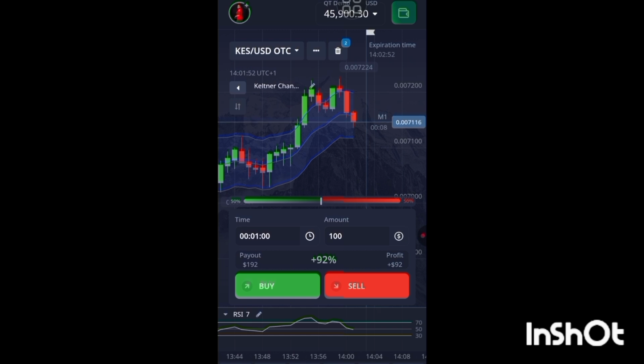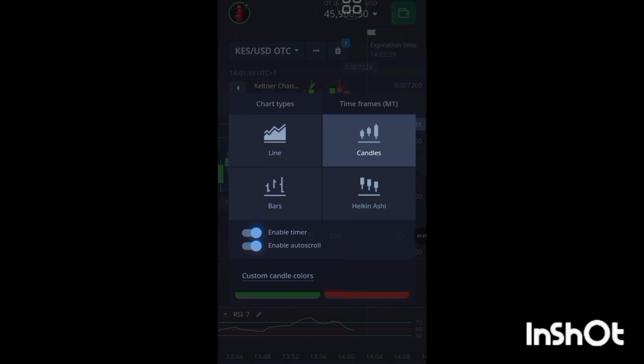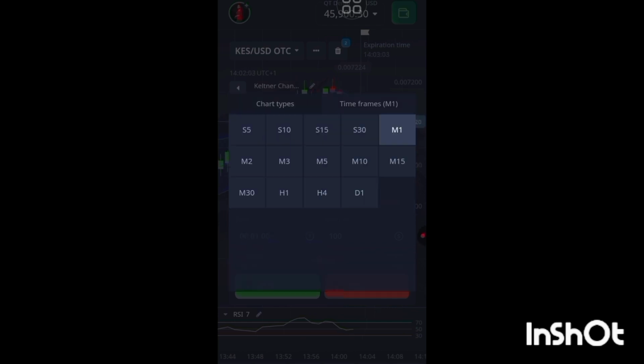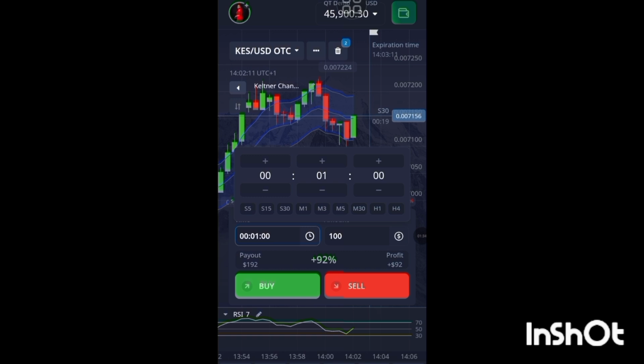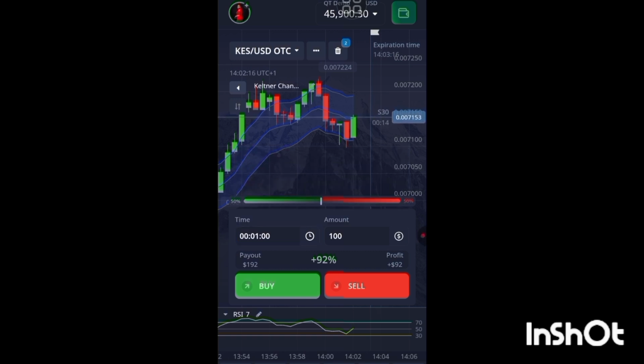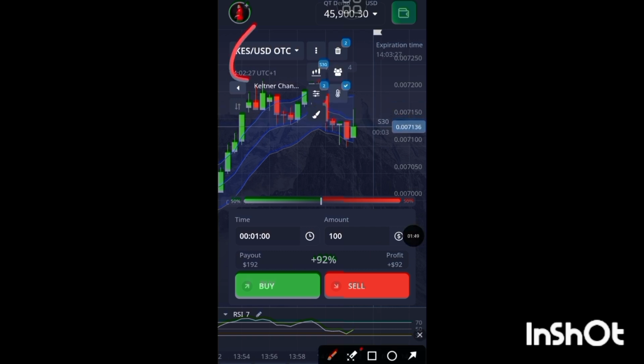Time frame, you click on these three dots again. Click on the first one, you see candles, line, bars, Heikin Ashi. We are using candles. You click on time frame, click on 30 seconds, and that's it. You click on here, written time, click on M1, that's 1 minute, and that's it. So the trading is going to be a 1 minute trade, while the candles will only open and close for only 30 seconds.